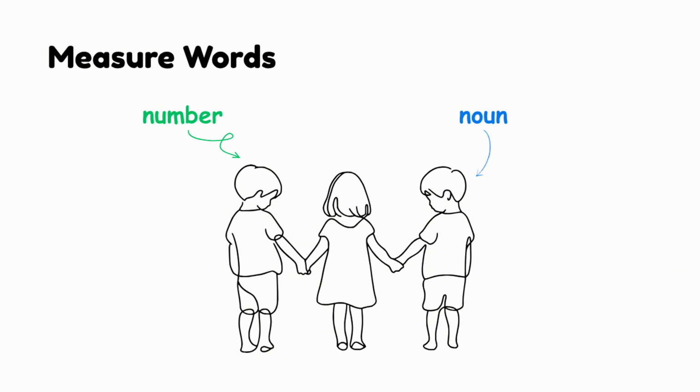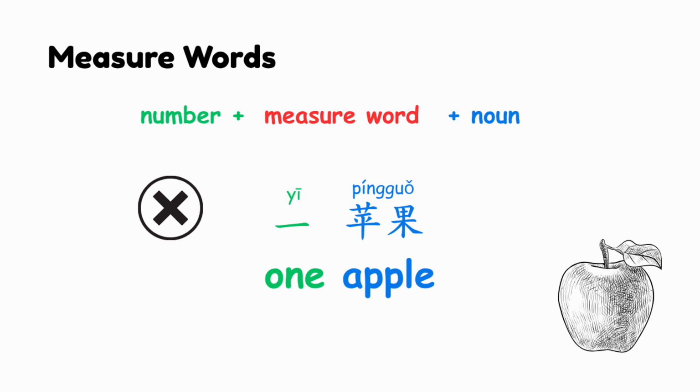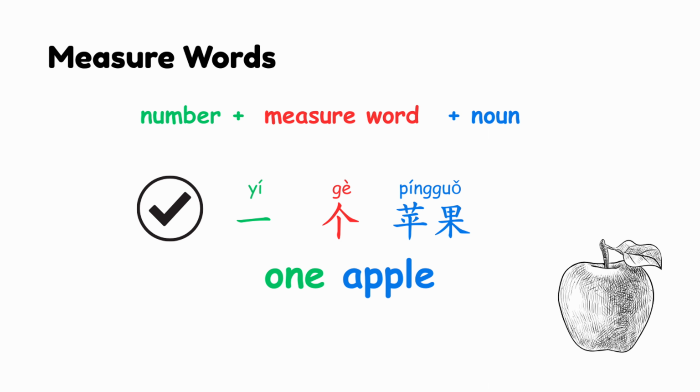Now, another key feature, measure words. Think of it as a little helper that links the number to the noun. For example, 1 is 一 and apple is 苹果. But one apple is not just 一苹果. Actually, it is 一个苹果. The word 个 in the middle is the measure word. The phrase won't sound natural without it.